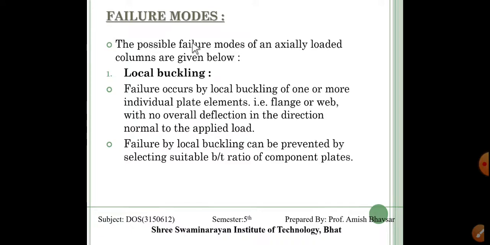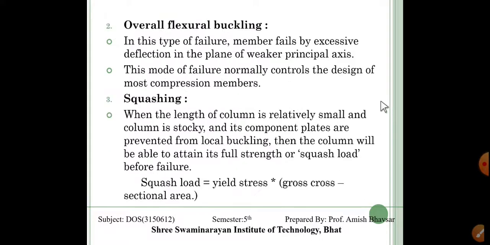Failure modes. How can the column fail? The possible failure modes in axially loaded columns are given below. First one is local buckling, meaning the axis may be bent. Failure occurs by local buckling of one or more individual plate elements, that is a flange or web, with no overall deflection normal to the applied load. Failure by local buckling can be prevented by selecting a suitable b by t ratio for the plate components.